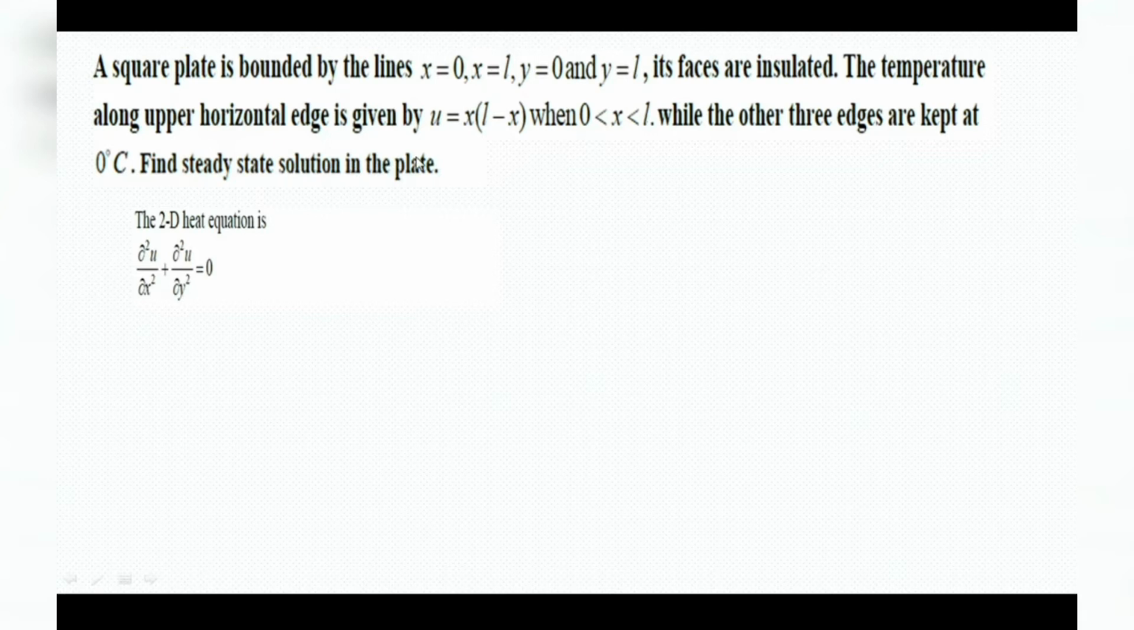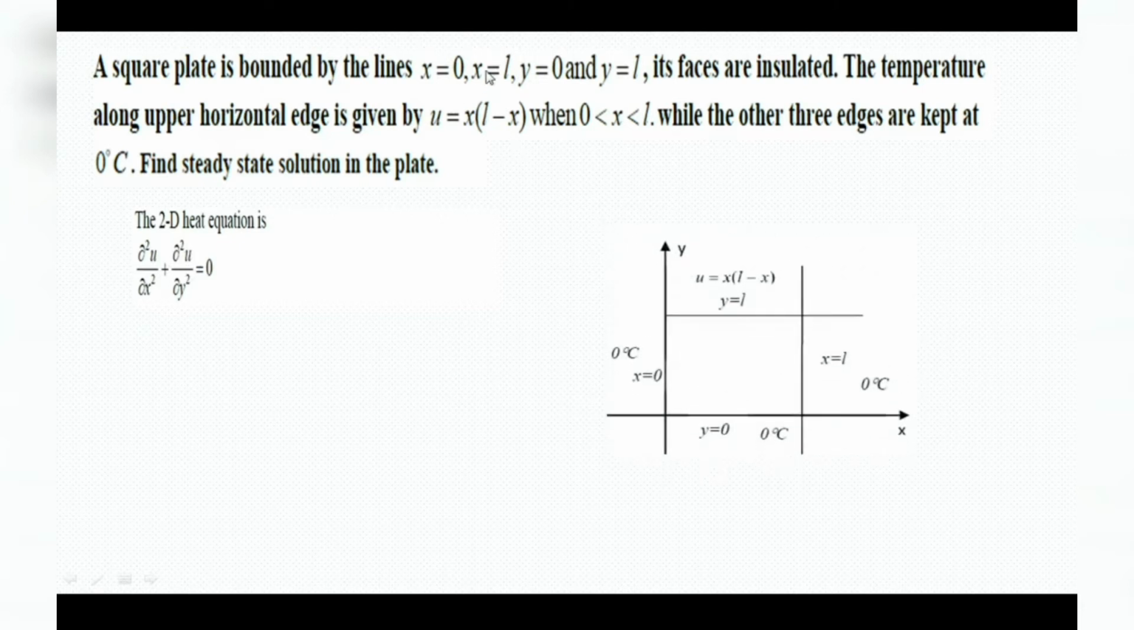We are asked to find the temperature distribution u of x comma y, and the temperature on the upper horizontal is given as u equal to x(L minus x). So this is a two-dimensional heat equation in the xy plane. The equation is given by del squared u by del x squared plus del squared u by del y squared equal to 0. Now let us draw the diagram for the given boundary conditions.